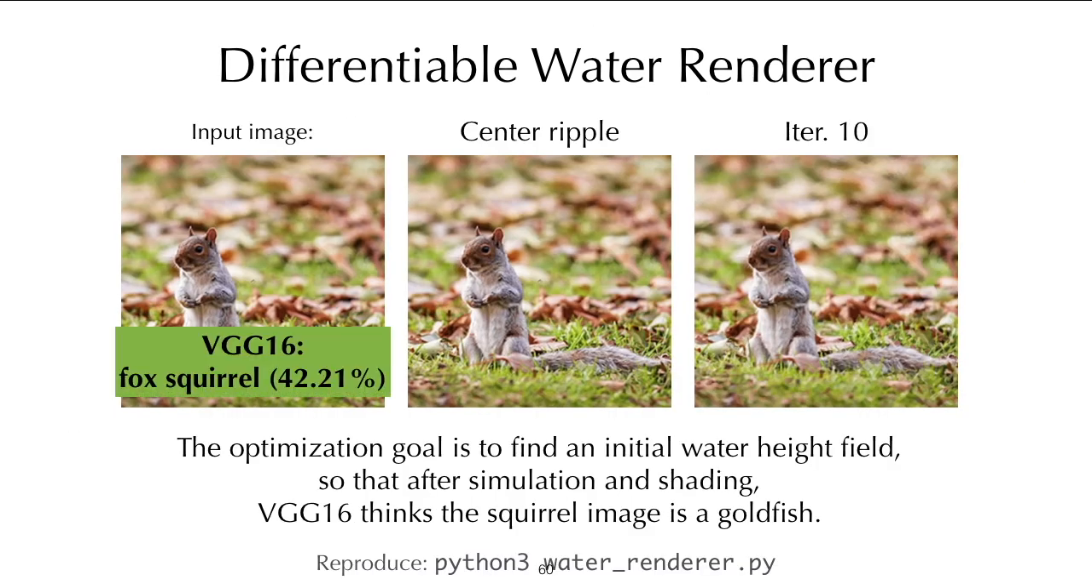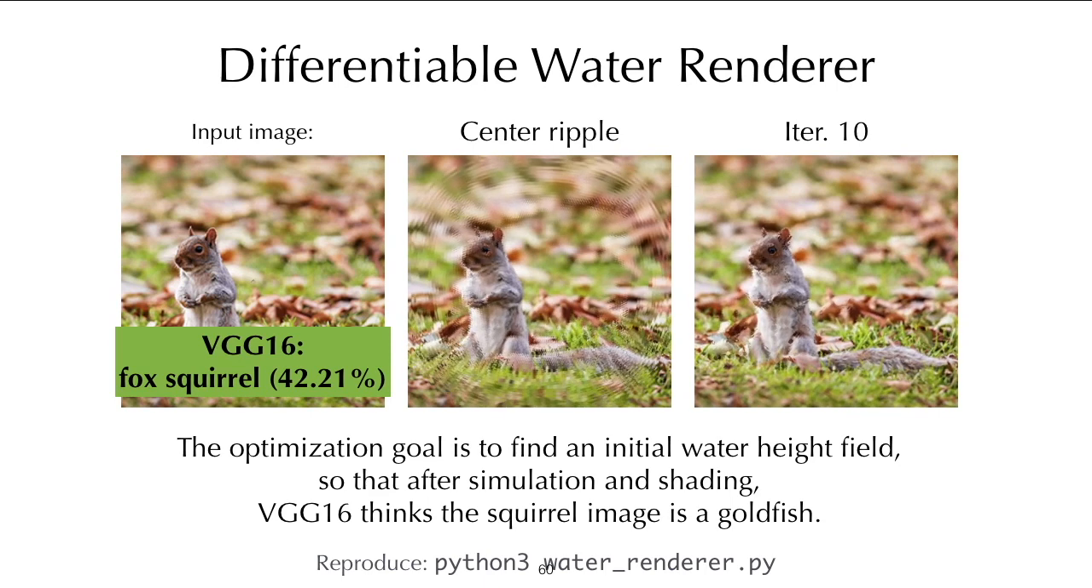Initially, this is a fox squirrel image, and VGG correctly classifies this one as a fox squirrel, which is a pretty good job. I don't even know it's called a fox squirrel. I only know it's a squirrel. And if we add a ripple to the center, you will see what you see in the center image.